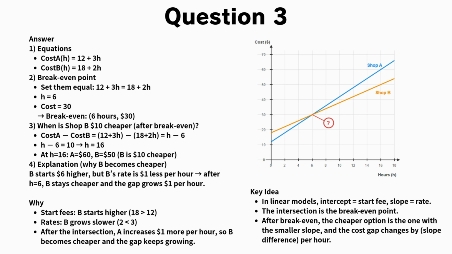Shop B begins $6 higher, but its hourly rate is $1 less per hour. After the intersection at 6 hours, that $1 per hour advantage keeps increasing, so B stays cheaper and the gap grows by $1 each hour. SAT tip. In linear models, the intersection answers when are they equal, and the difference in slopes tells you how fast the gap changes.